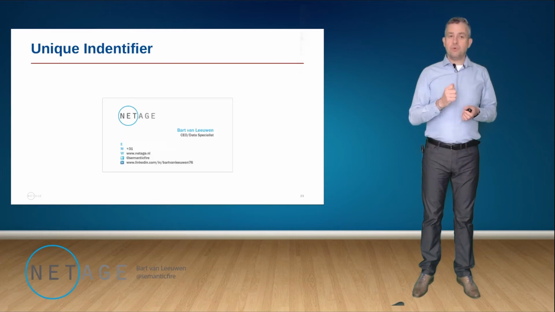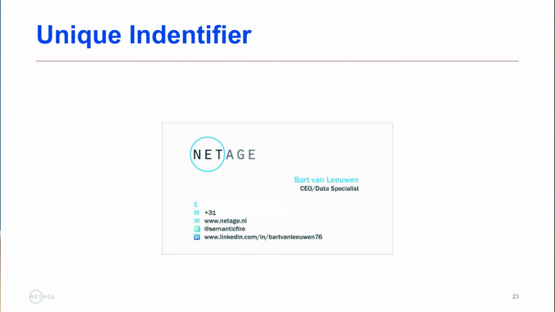So we need to talk about unique identifiers. And this is not a shameless plug for my business card or for myself. This is a question. What on this business card is a unique identifier for me? And especially the people from the Netherlands who tuned in, Bart van Leeuwen by no means is a unique name in the Netherlands. Go and Google it and you'll probably not find me on the first 5 pages.